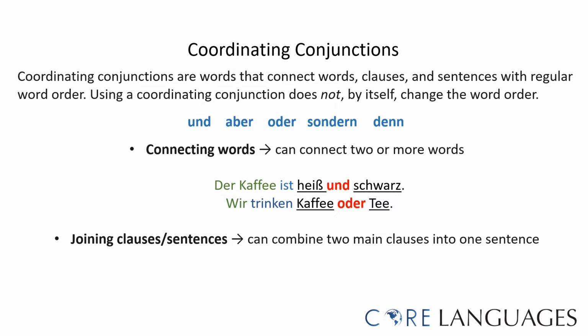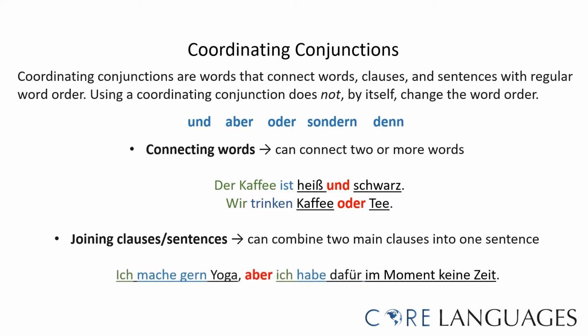We can also use coordinating conjunctions to join clauses or sentences together. Both sentences would be main clauses, which means they are clauses or sentences that can stand independently. For example, ich mache gern Yoga, aber ich habe dafür im Moment keine Zeit. I like to do yoga, but I don't have a lot of time for that at the moment. We connected two main clauses. Ich mache gern Yoga. Ich habe dafür im Moment keine Zeit.